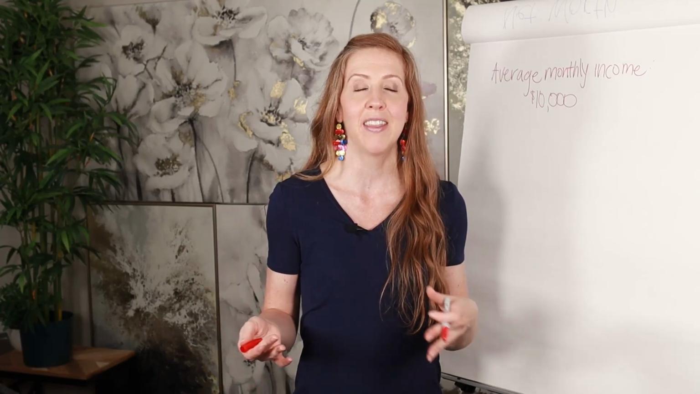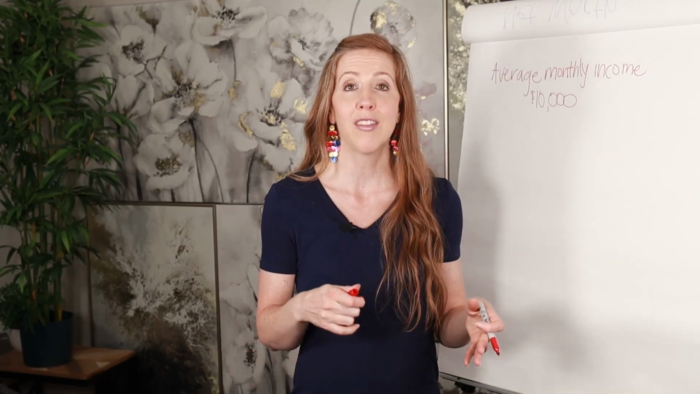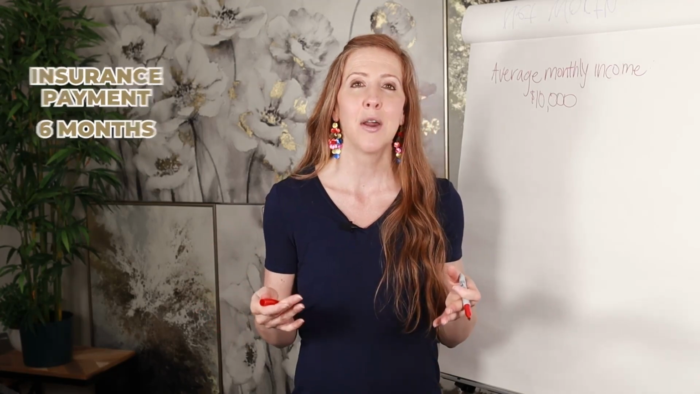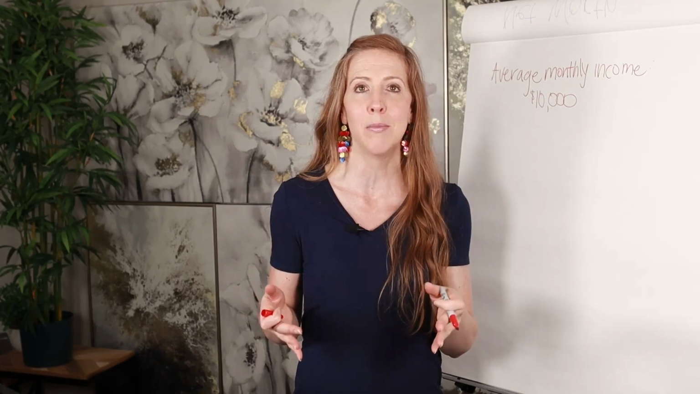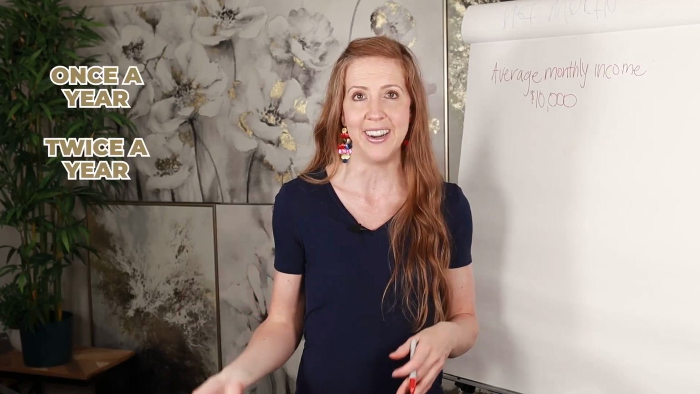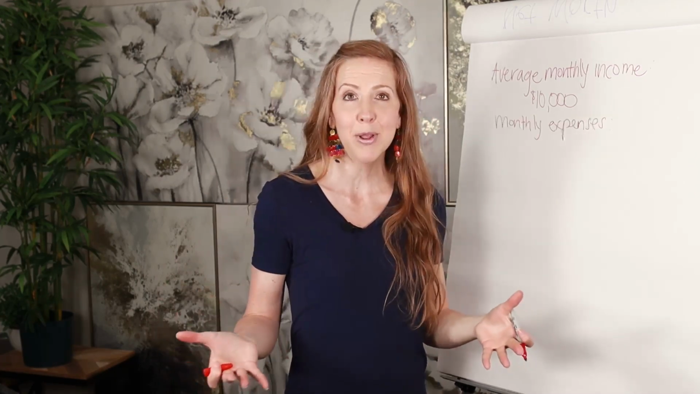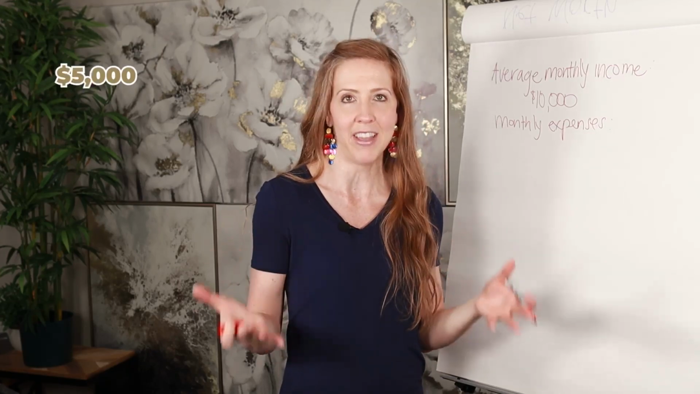But it could be things like your software that you're paying for every single month, or looking at the personal expenses, it could be your insurance payment, and that could be every 6 months. So make sure and include expenses that aren't just happening every single month, but expenses that might happen once a year or twice a year. And let's come up with a total for those expenses. And for my example, we are going to keep it simple and say that our monthly expenses are $5,000.